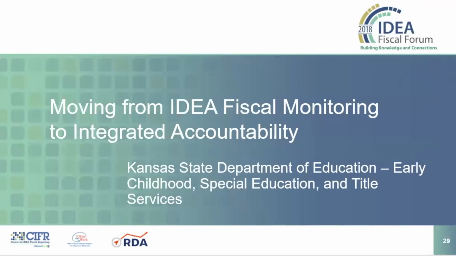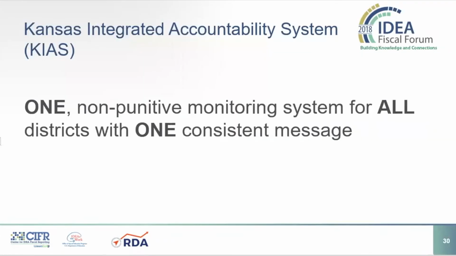I'm going to cover the Kansas portion of moving from that IDA fiscal monitoring to an integrated accountability system. In Kansas, we began the journey a while back now to move to an integrated accountability system, with the goal of having one non-punitive monitoring system for all districts with one consistent message. And this is kind of getting back to what Anthony already talked about with regards to the goal at the end of the day, which is really about providing technical assistance and improving results.